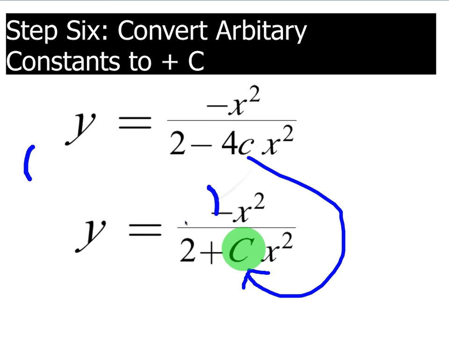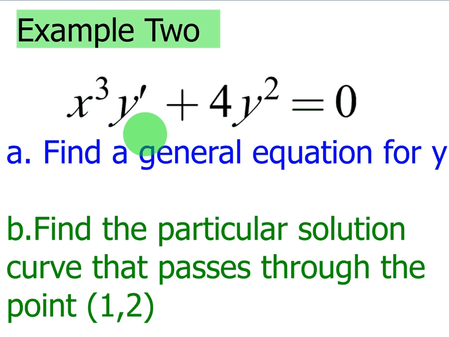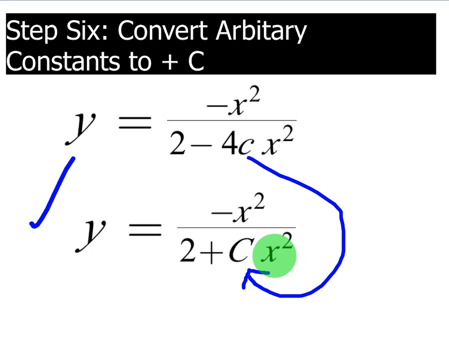So the negative 4c becomes just plus c, and now I've gotten y by itself, and I can check that off. So we have y equals negative x squared on top over 2 plus c x squared on the bottom. So we've tackled part 1, which is to find a general equation for y, and we've simplified it, right?